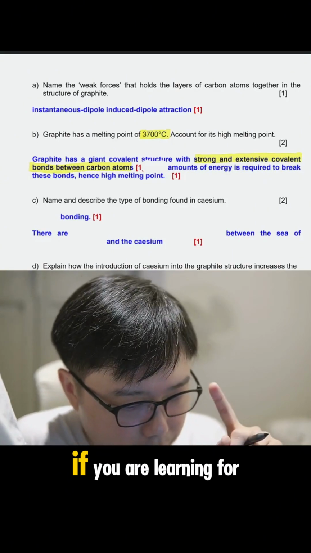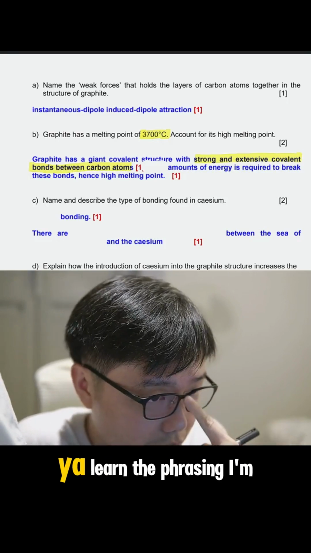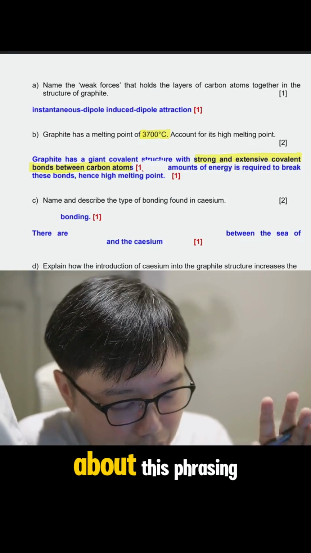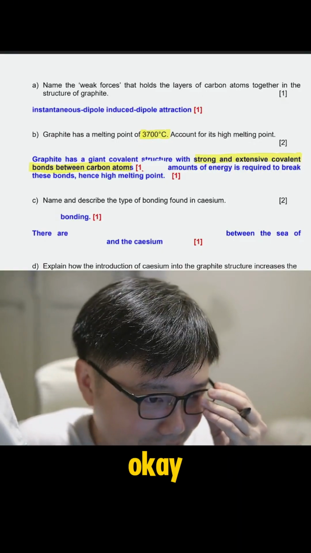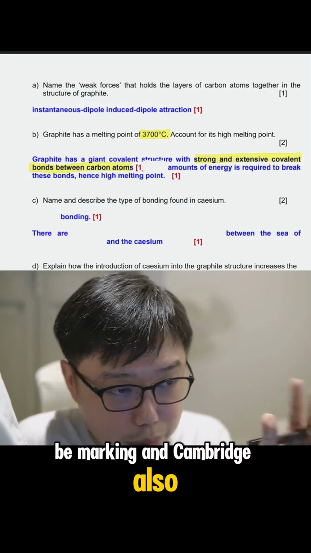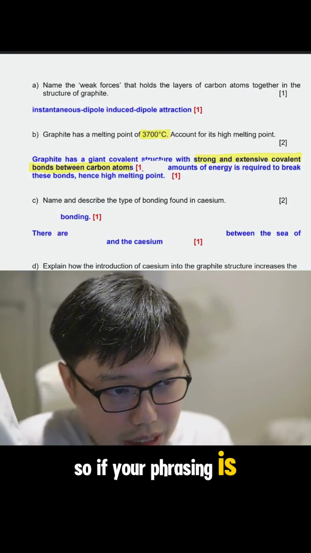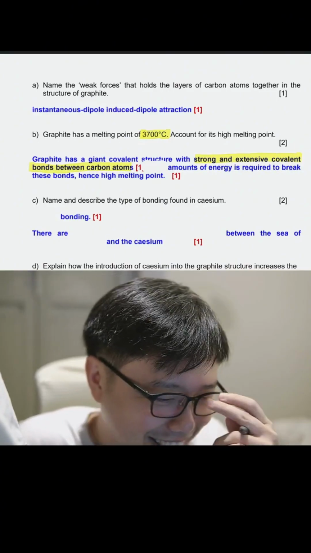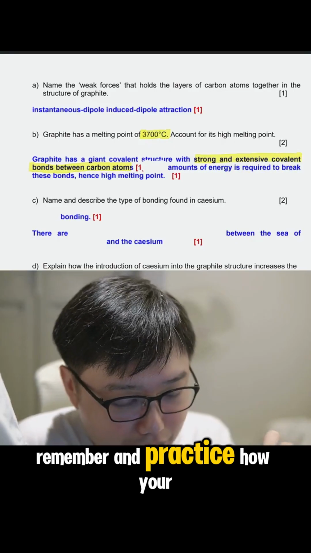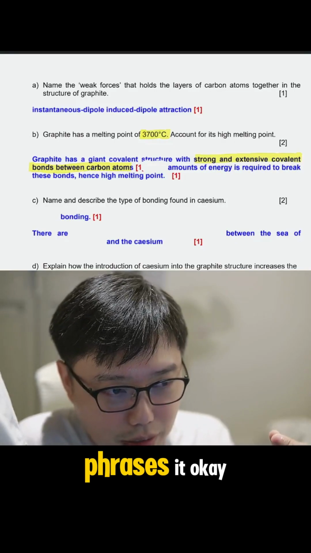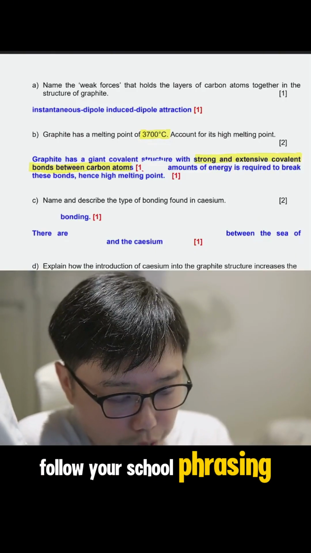Okay, guys, if you are learning for your WA, please make sure to learn the phrasing well, yeah? I'm not very anal about this phrasing, but the school teachers are. Your school teacher will be marking, and Cambridge also, they will be marking very strictly on your phrasing. So if you just write anyhow, GG, guys. Please make sure that you remember and practice how your school phrases it. It can be different from mine, that's fine. You just follow your school phrasing.